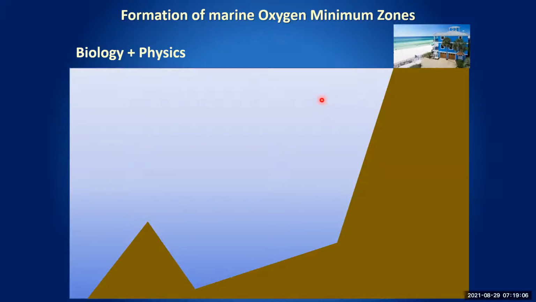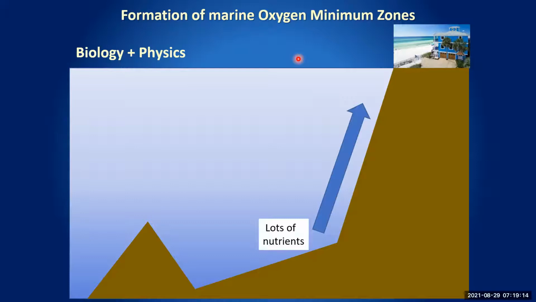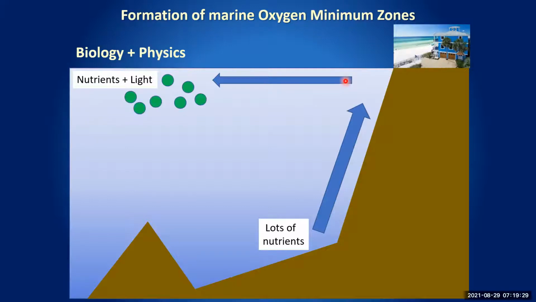Oxygen minimum zones really require a combination of biology and physics. In this area, we have upwelling. And that means that this high nutrient water from down deep is coming up into the surface ocean. So when you get nutrients and light, that combination, you end up with high productivity. That's because these photosynthetic organisms that I'm showing in green dots here, they thrive on high nutrients and high light. So this area is highly productive. We get lots of fisheries.